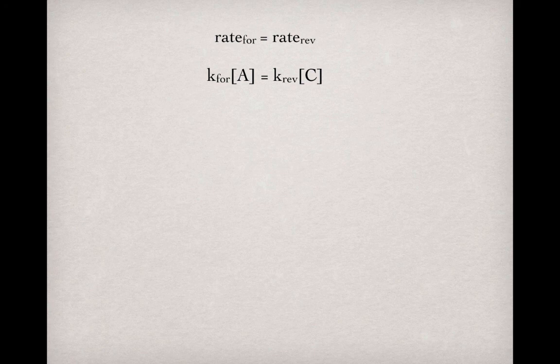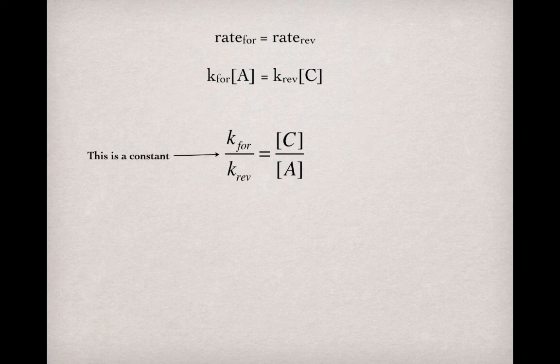Let's rearrange that and put all of our rate constants on one side and our concentrations on the other. So we have K forward over K reverse is equal to the concentration of C over the concentration of A. Now we see that we've got two rate constants there, K forward and K reverse, and one constant divided by another constant gives you yet another constant. So that value is in fact a constant. And those concentrations for C and A are going to be equilibrium concentrations. These are not initial concentrations where the reaction started. These are equilibrium concentrations, where the reaction has finished up when it reaches equilibrium.